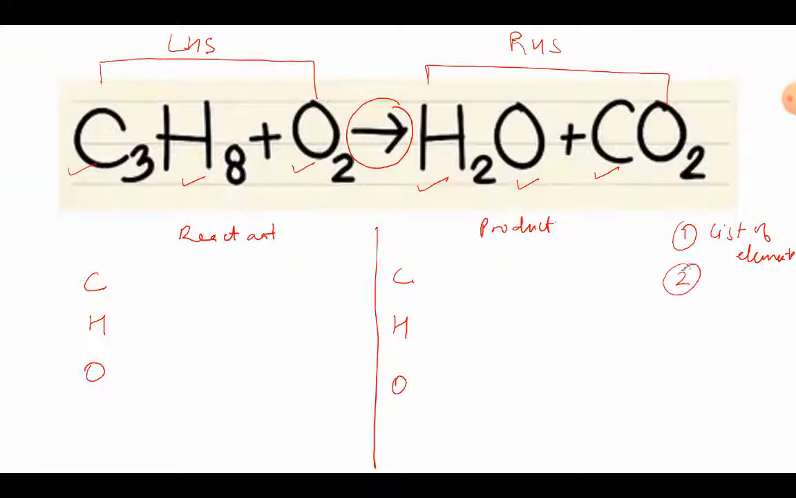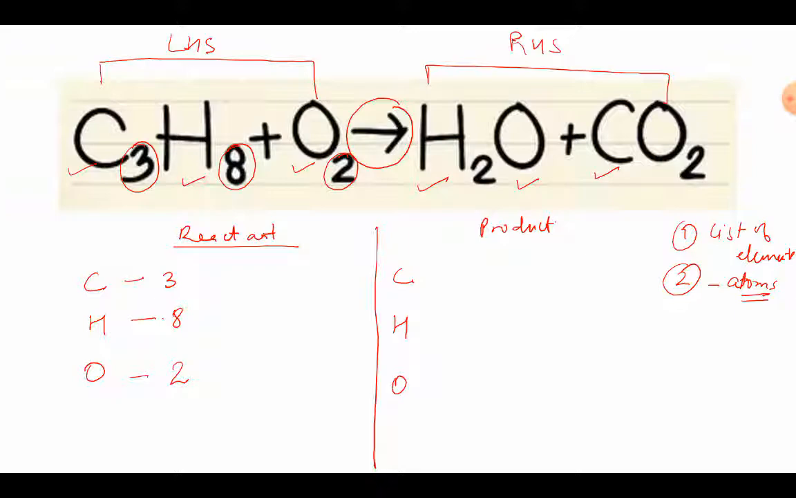Now, the second step is that we will write the number of atoms of each element which is present. So we have to now write down the number of atoms. If we see the reactant side, how many carbon do we have? 3. How many hydrogen? 8. And how many oxygen atoms do we have? 2. Okay, and these numbers at the base of the particular element are called the subscript, right?